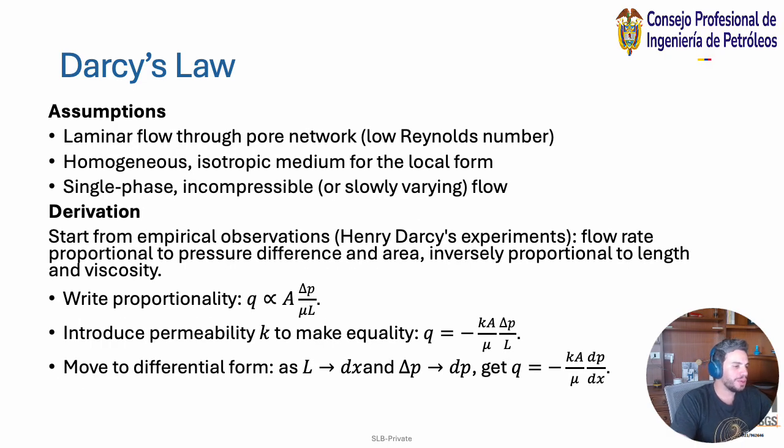So some of the assumptions made in this very basic form of Darcy's equation are that this is a laminar flow through a given pore network or porous medium. So you can think of it as having a very low Reynolds number, it is homogeneous, it is isotropic, and it's a single-phase incompressible flow, right?